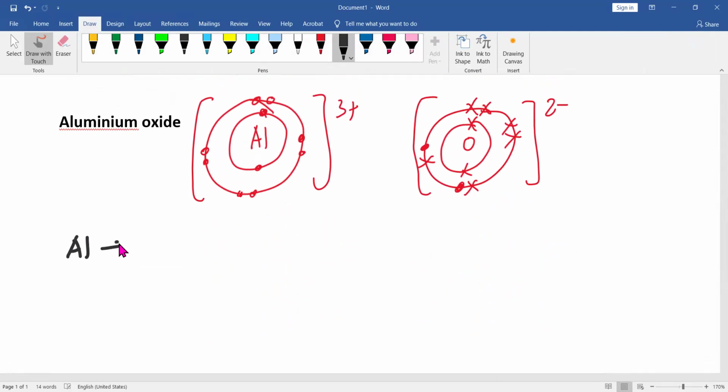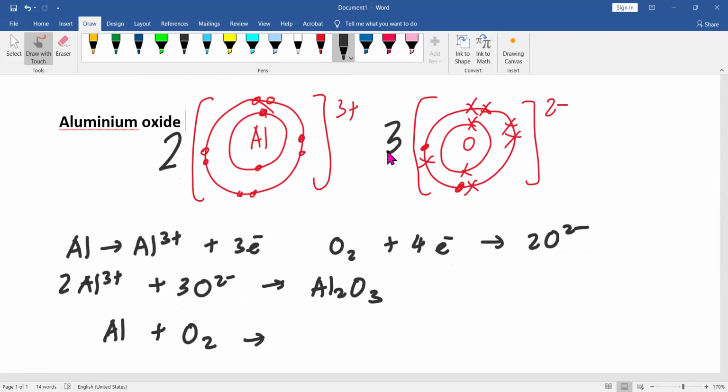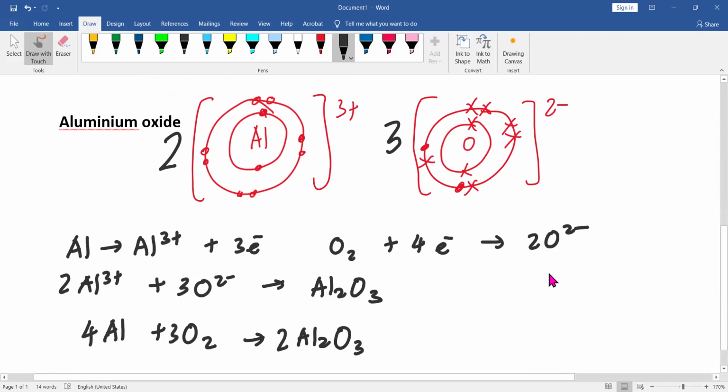Okay, it's Al2O3. So here 3, 2. Correct? Did you balance this, the ionic equation? 2 and 3? Okay. So it's 2 aluminium, 3 oxygen. Okay, do you get this correct? Do you understand the concept now? Yes? Okay.